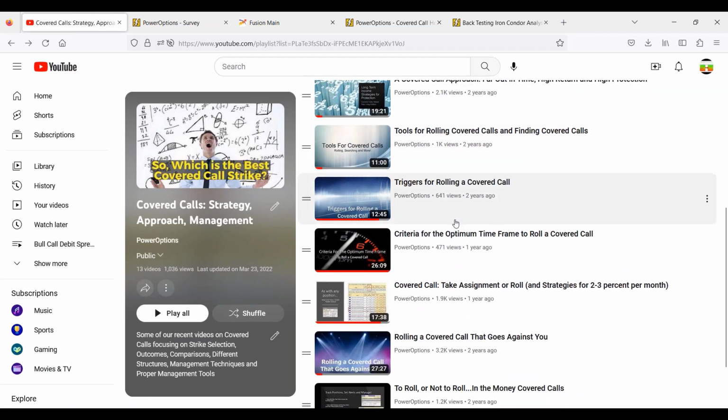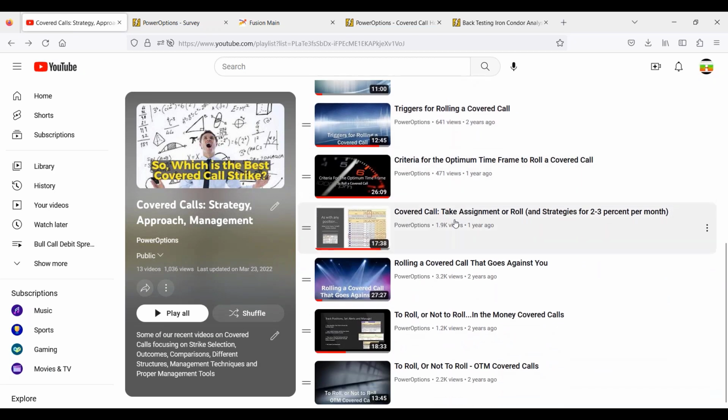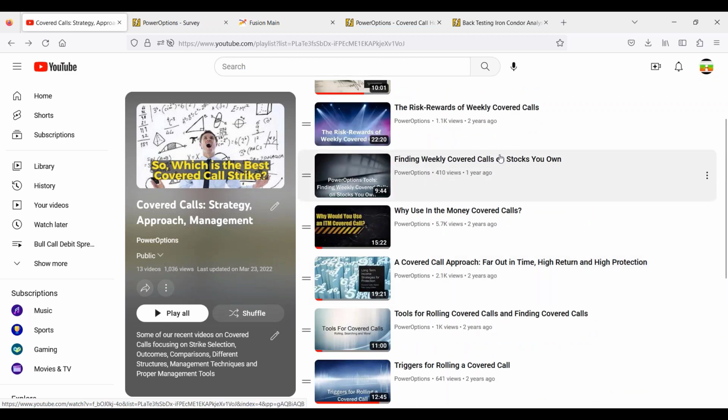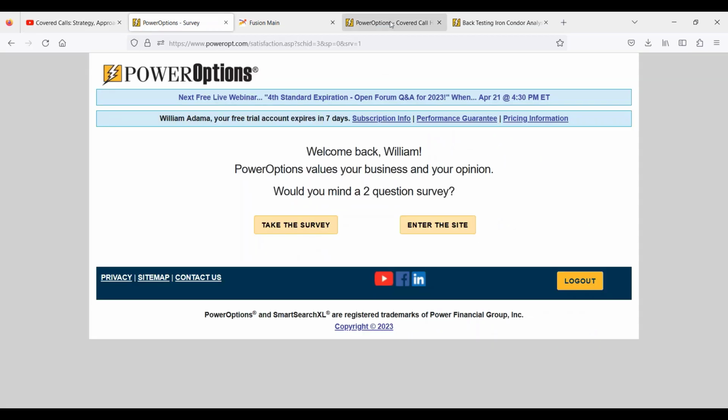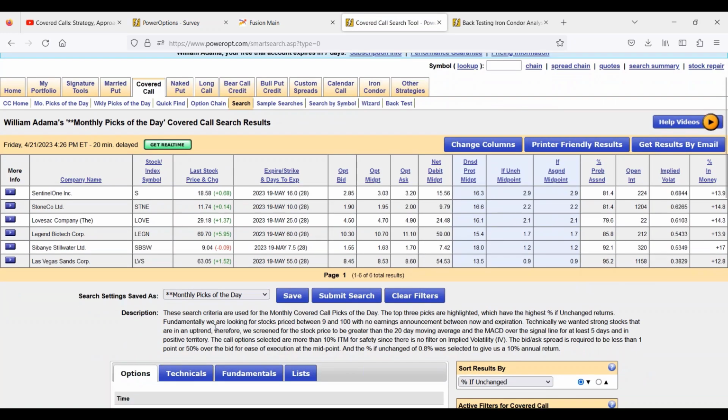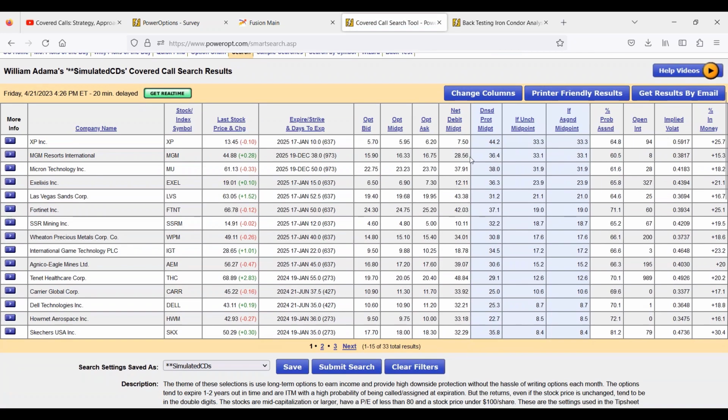All right. Let's see, rolling a covered call with a covered call approach, far out in time, high return, and high protection. This is a default screen on PowerOptions called the simulated CD. And what it does is it goes far out in time, about a year, with a deep in the money covered call position. The idea is to simulate a high protection of a CD, 44% downside protection, 38% downside protection.